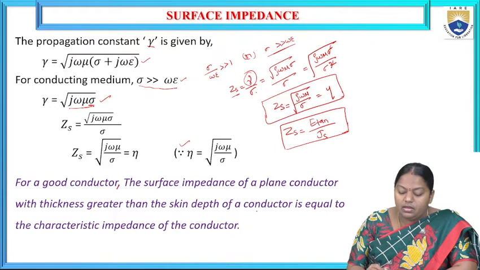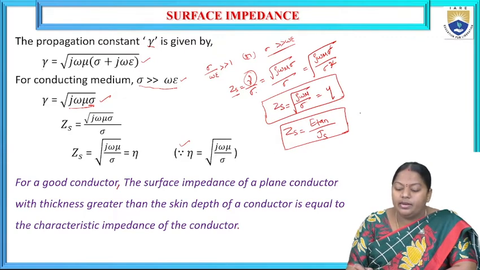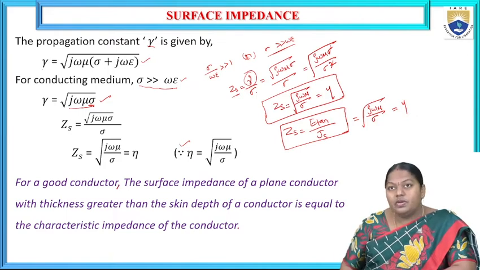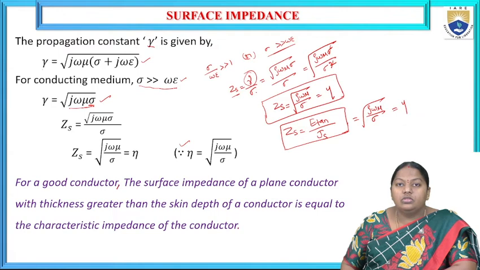So this is the way we can write the general definition for the surface impedance, and mathematically we can write that equation as Zs is equal to E tan by Js, which is nothing but root over j omega mu by sigma, and it is equal to eta. Okay, so this is about the surface impedance of a good conductor.